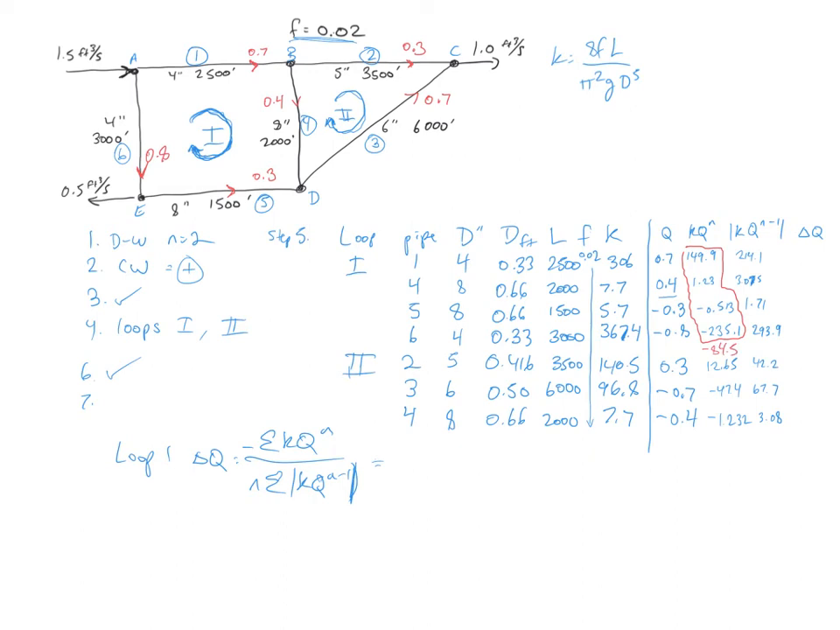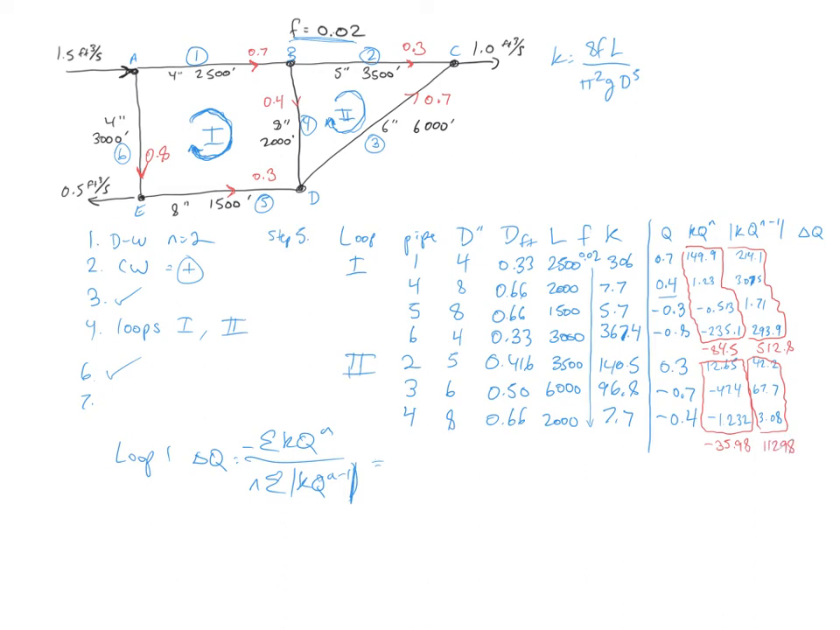Okay, and I might as well do the rest while I'm here. When I get to loop 2, I'm going to sum those, and I'm going to get negative 35.98. In the denominator, I'm going to be summing all the KQ to the n minus 1s, so this one winds up being 512.8, and then this one is 112.98.